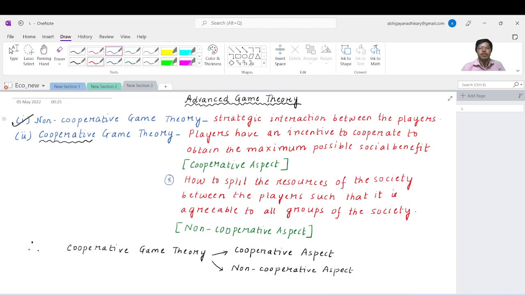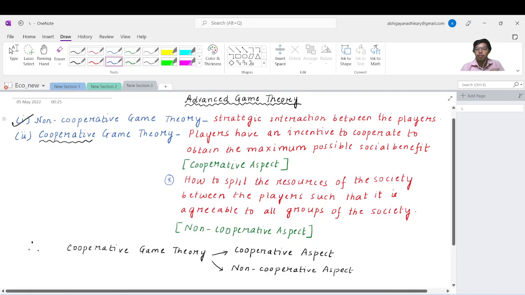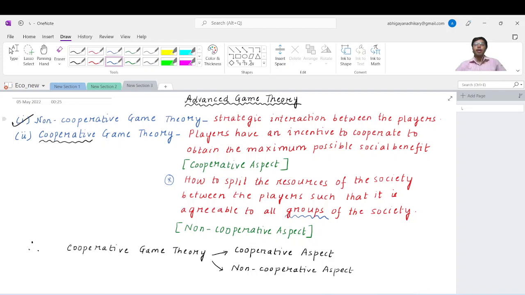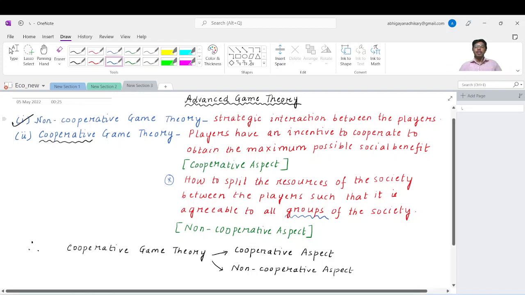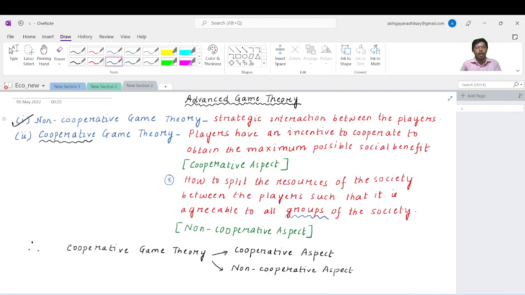That means, if I just put it simply, after the total output has been produced, this has to be distributed amongst the players who have cooperated in the production of the joint maximum possible output. So the question is: after you have obtained the maximum possible output, in what way can you split this outcome between the players such that it is agreeable to all groups of the society? Note one crucial thing: I am not writing that it has to be agreeable to all players. I'm not writing players, I'm writing groups.